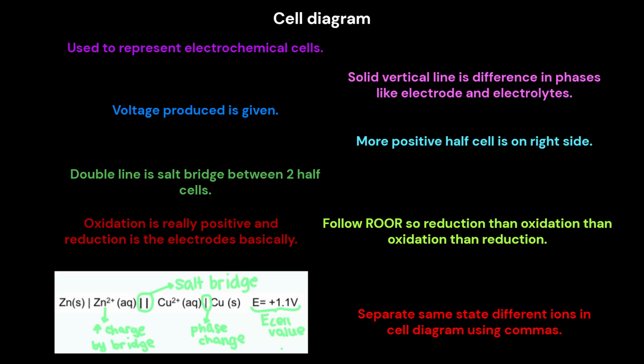Cell diagram. Used to represent electrochemical cells. A solid vertical line shows a difference in phases, like electrode and electrolyte. The voltage produced is given, with the more positive half cell on the right side. A double line is the salt bridge between the two half cells. Follow the order: reduction, then oxidation, then oxidation, then reduction. Separate species in the same state but different ions in the cell diagram using commas.